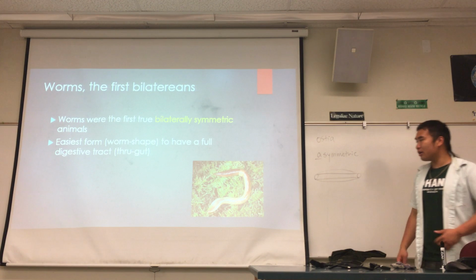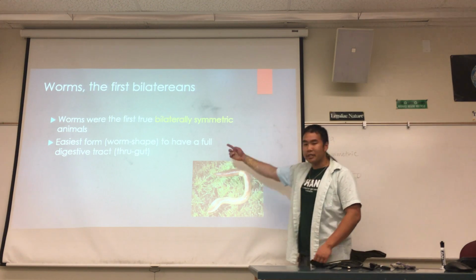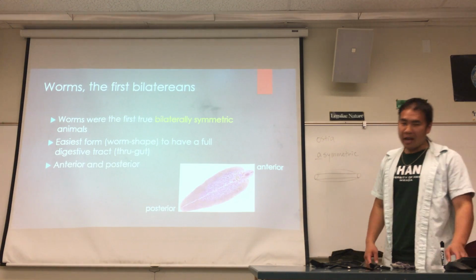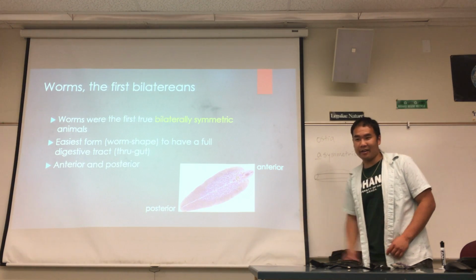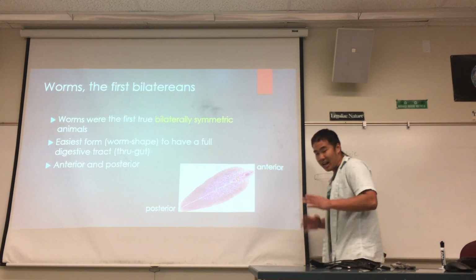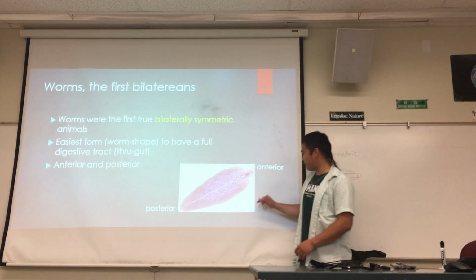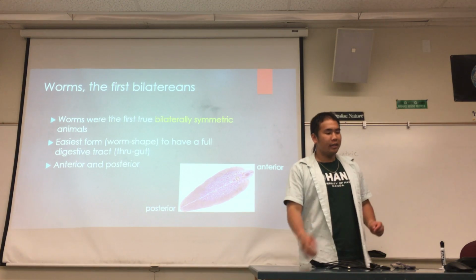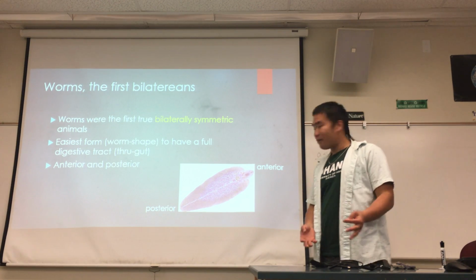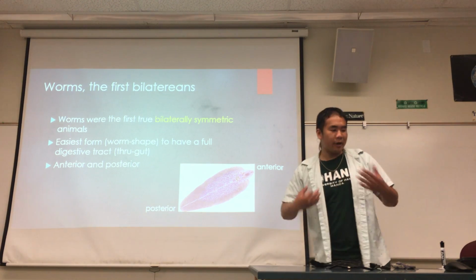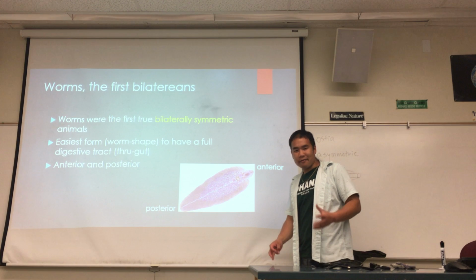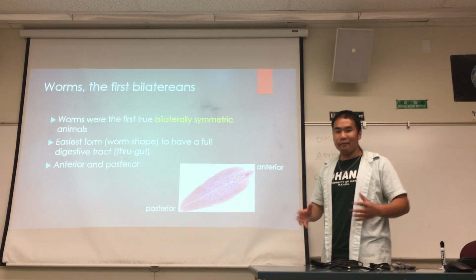Okay. What's another perk of bilateral symmetry? If you have bilateral symmetry, you have a front and a back, right? In anatomical directions, it's called anterior and posterior, right? Anatomical positions. Anterior means front, posterior means back. You have a front and a back. Why is it important to have a front and a back? What body part is in the front of your body?